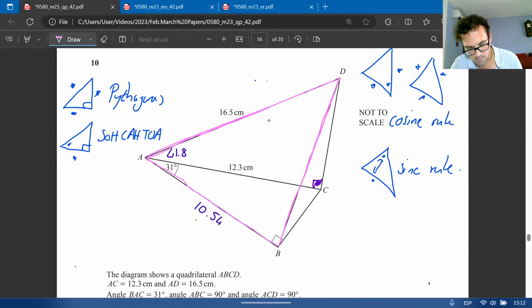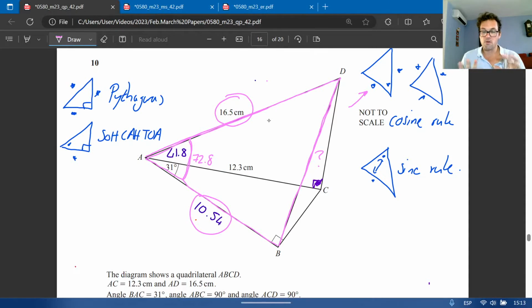Okay. So remember what I said, yeah? Do we have an angle on the opposite side, right? No. We want to know this one. We've got 16.5 and 10.54, and we got an angle here. We add them together, 72.8. So 2 sides and the angle in between, like I mentioned here. So we're going to be using the cosine rule.